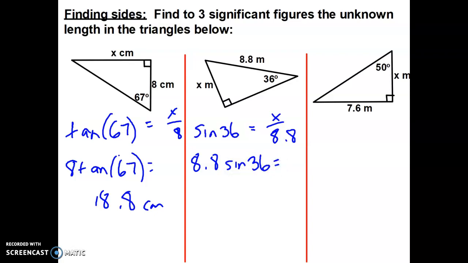And then I have my calculator in degrees, so I'll just type that directly. Rounding to 3 sig figs on this one, I get 5.17 meters. All right, last one. Let's look at this one.